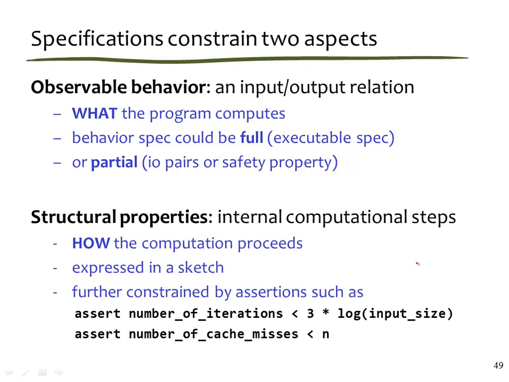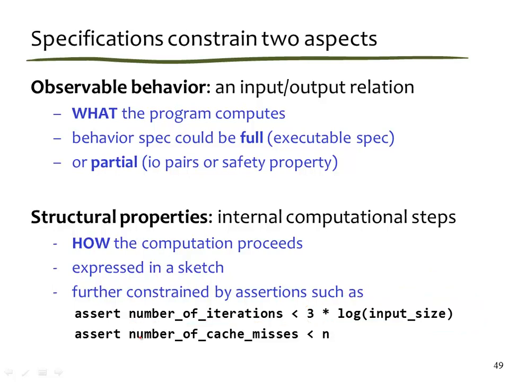Okay? Now, structural properties describe what the computation does internally. So this is how the computation proceeds. And these are typically expressed in a sketch because it's a skeleton of the program. But these can be further constrained by technically safety assertions, such as you count the number of iterations that the program needs, and you insist that it is, say, less than 3 times the log of the input size. So this is a poor man's way of asserting that you have logarithmic behavior. Okay? So you can insist on that.